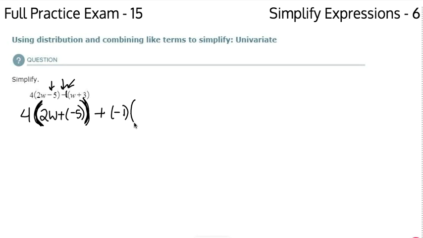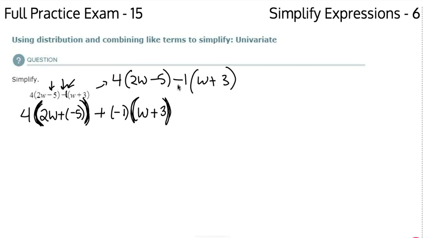W plus 3. Okay, so really, just in case you want to see that a little bit clearer. If I had to force a 1 here, then when I add the opposite, you can kind of see how my new expression happens.